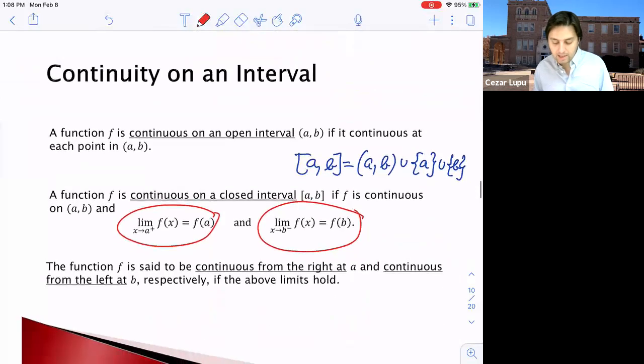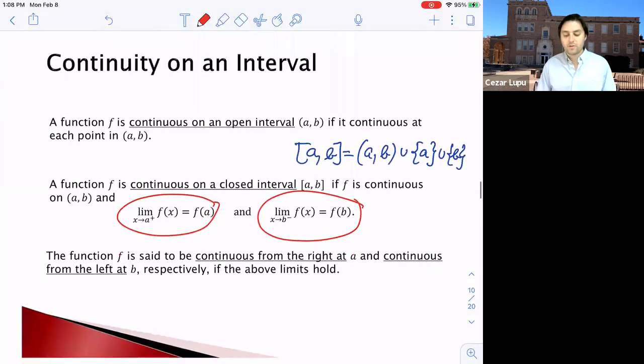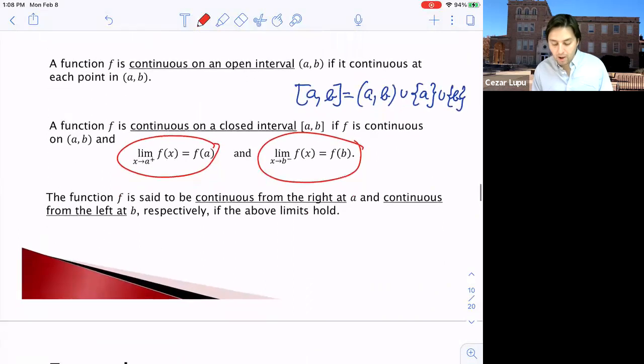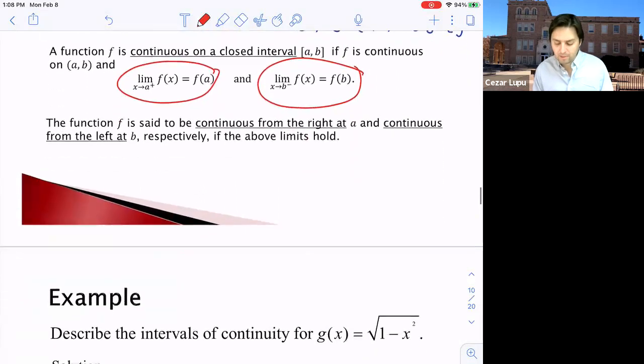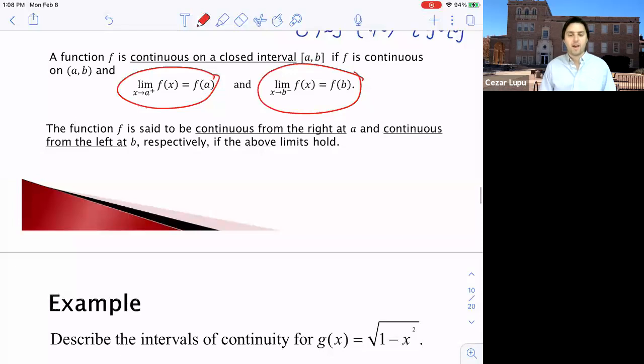And now we can say that the function f is said to be continuous from the right at a and continuous from the left at b, respectively, if the above two limits hold, right? Just like we said. All right. Now, let's give an example. And in fact, I would like you to look a bit for a couple of minutes.